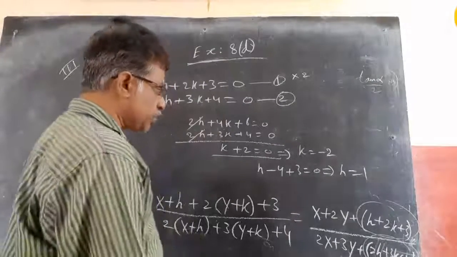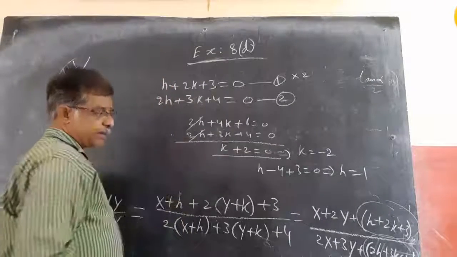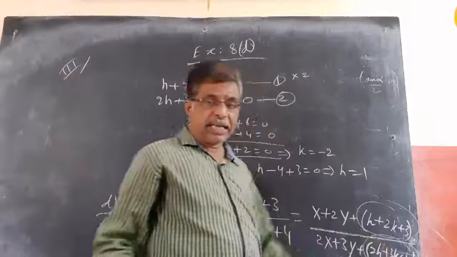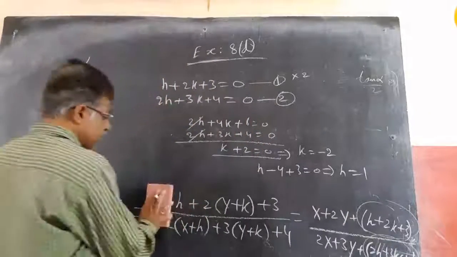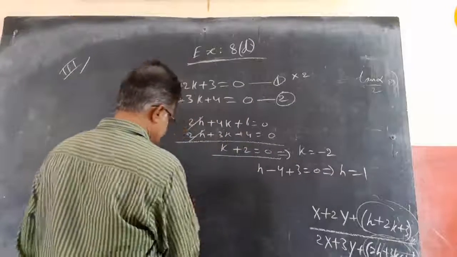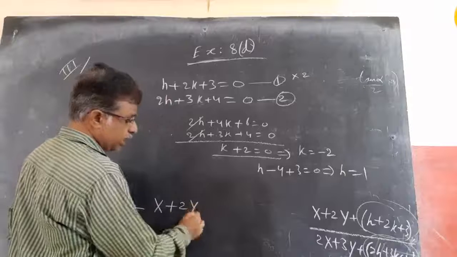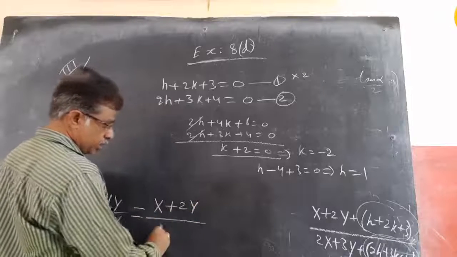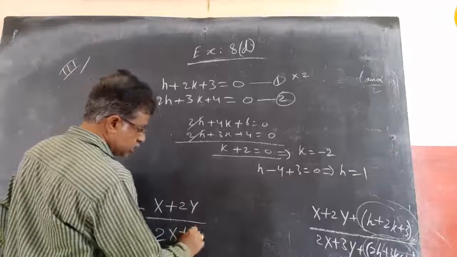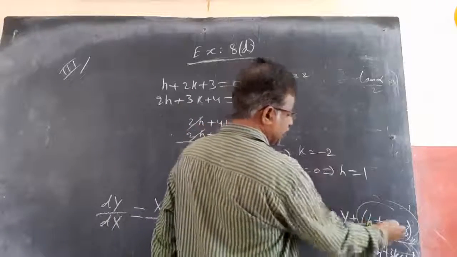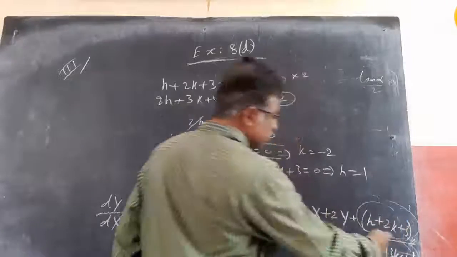So the origin is to be shifted to 1 comma minus 2. If I substitute 1 and minus 2 here, the equation dy by dx becomes capital dY by dX equal to X plus 2Y by 2X plus 3Y. If I am substituting h is 1 and k is minus 2, this automatically becomes 0, this is also 0.